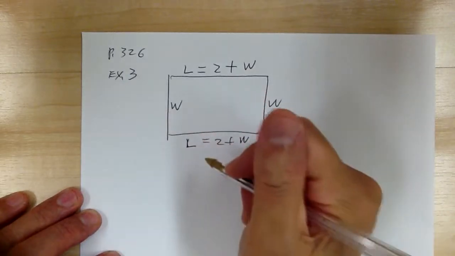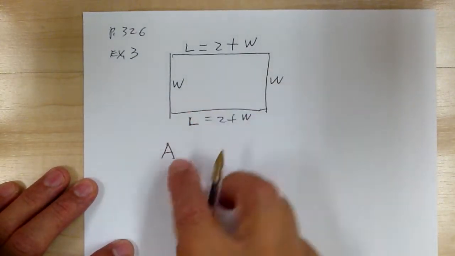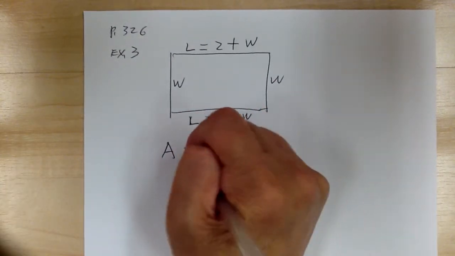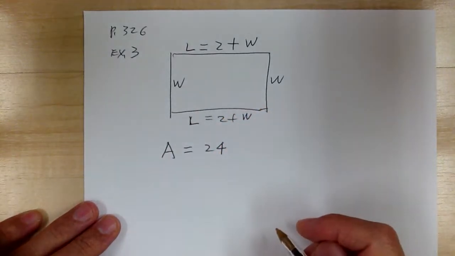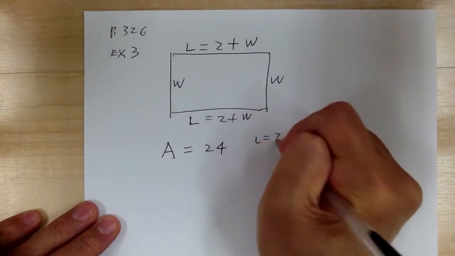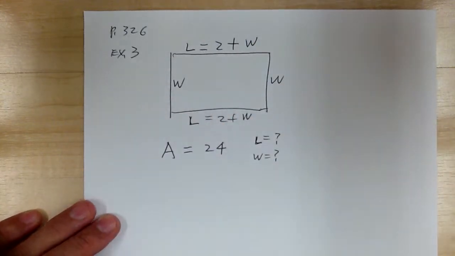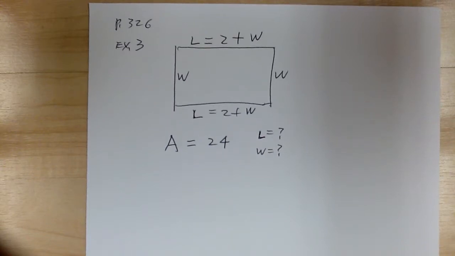So then the next sentence is the area. So write down A for area. The area of the rectangle is, means equal, 24 square inches. So that's that, right? Okay, so you're looking for the length. You're looking for the width. So again, that's all the information. Again, write down all your information. Okay, so now let's start to substitute, right?